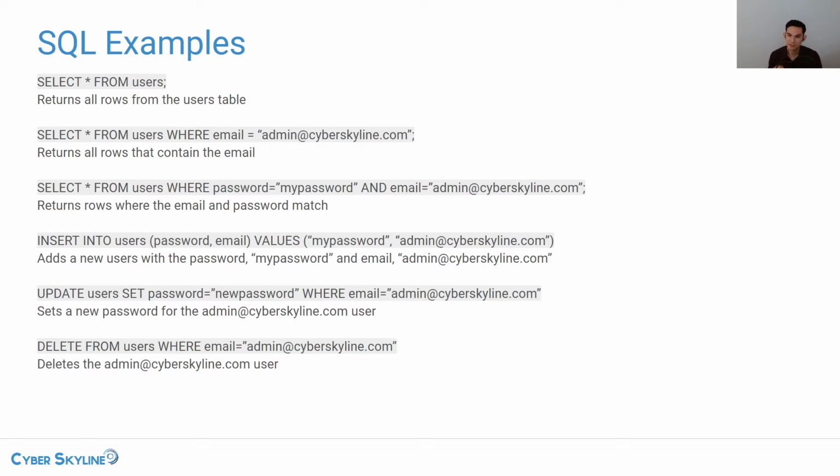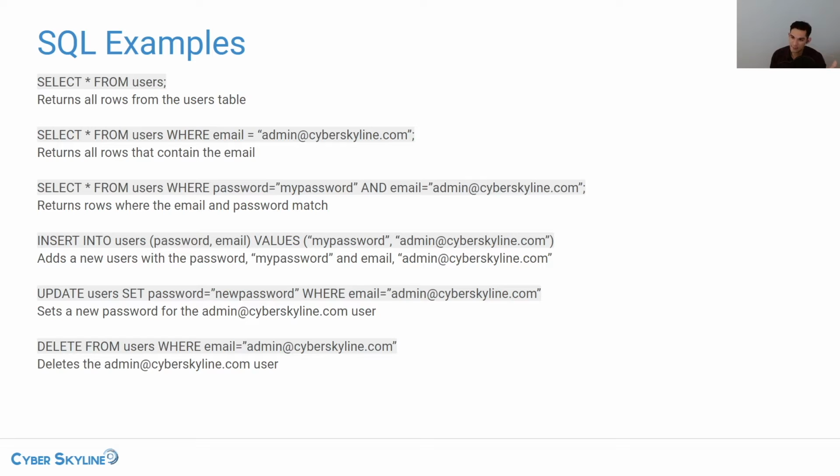We have SELECT *. So give me all of the columns in the users table FROM users WHERE, and before we only had a search for the email, but now we are asking for WHERE password, so where the password column is equal to the text my password, and the email address is equal to admin@cyberskyline.com. So in this circumstance, before, the second example here was only searching for users with that email address.